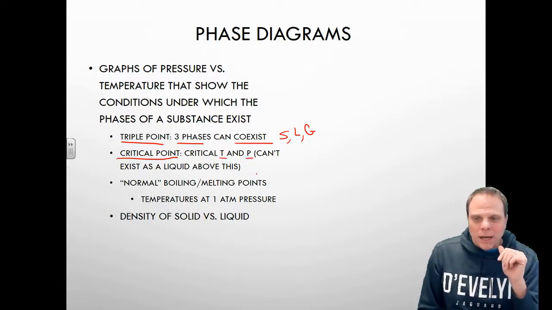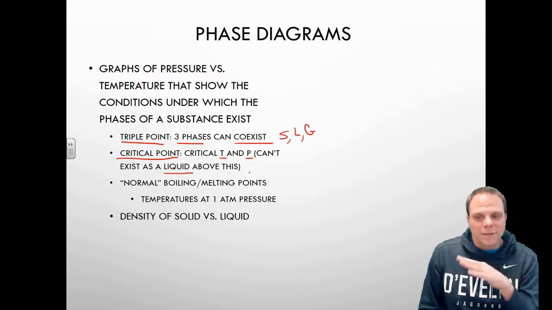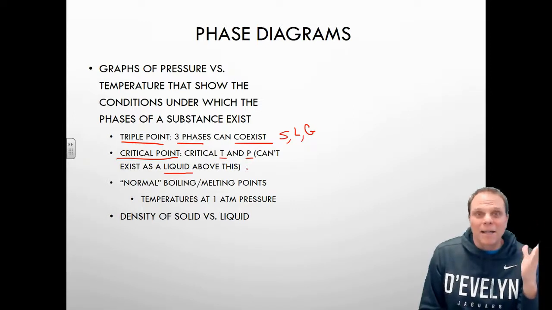Then you have critical point. Critical point is the critical temperature and pressure, and this is the point at which the liquid, okay, doesn't exist. I'll show you on the graph in a second, but it's kind of like a new phase, a new reality that exists for the substance above the critical point, okay? And so you will not have a liquid above the critical point.